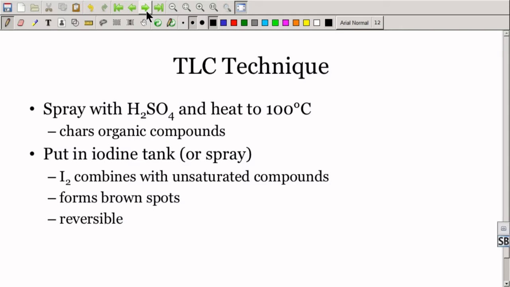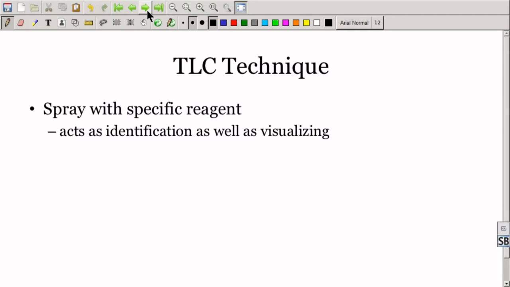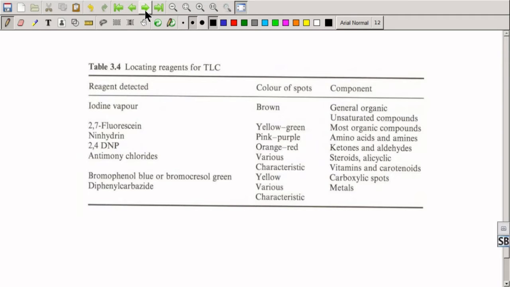Okay, so blah, blah, blah. There. Okay, another one you can spray with sulfuric acid. I've never seen that one. It tends to char some organic compounds. Okay, and there are other reagents you can use, but ammonium molybdate is a good one for that.